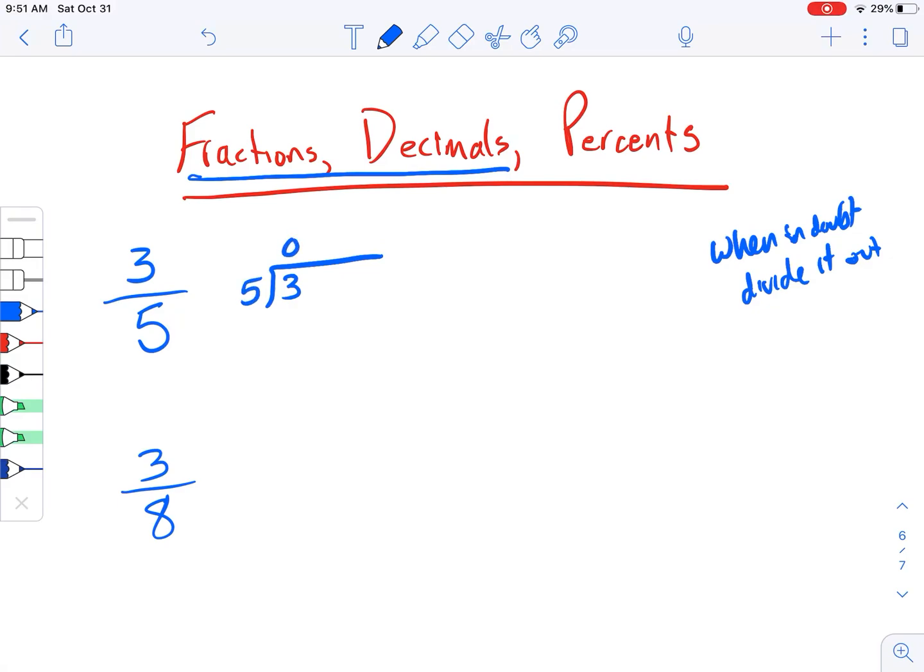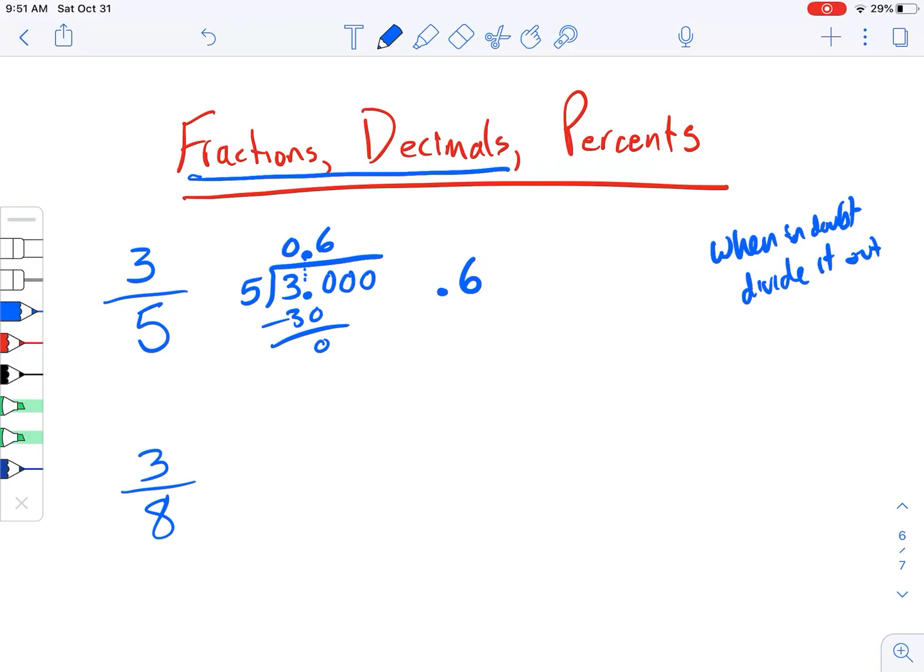5 goes into 3 0 times. Now you know we are going to need a decimal, and we're going to need to annex some zeros. I'm not sure how many. I'm going to do 3 for now. I'm going to put my decimal up here. And now 5 goes into 36 times. Looks like I didn't need to annex all those zeros. So 3/5 is the same thing as the decimal 0.6, or 6/10.